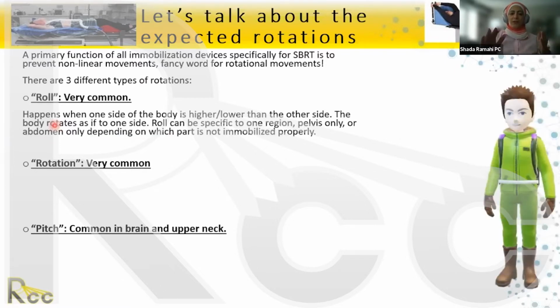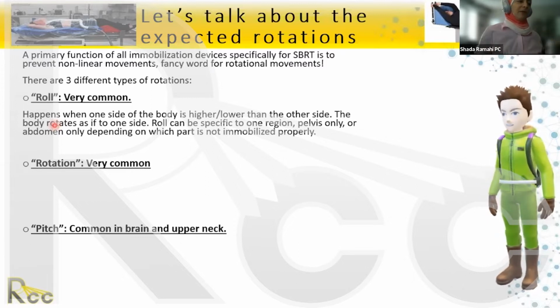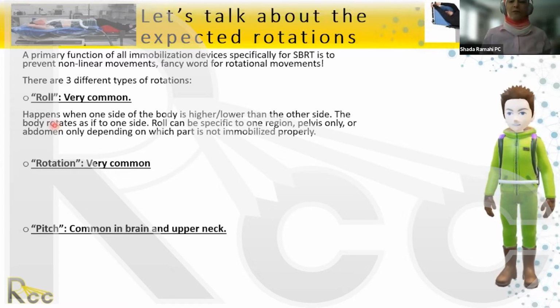So roll, when the body is rotating like this, okay? Your left side is probably higher than the right side, or vice versa. And this could even affect the entire body or just the upper part. You could just have a roll in the chest, but the abdomen and pelvis are aligned. Or you could have a roll in the pelvis, but the upper chest is fine.